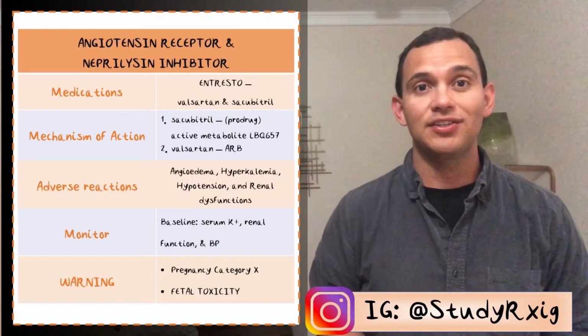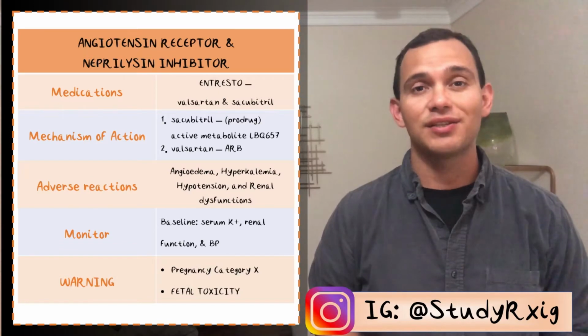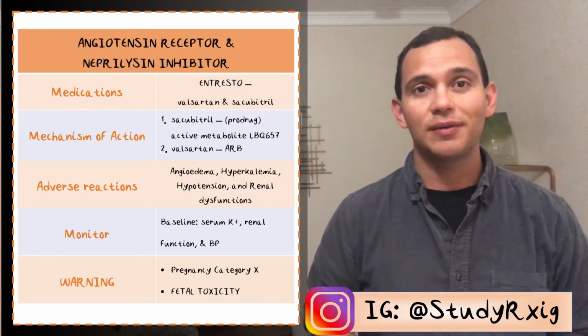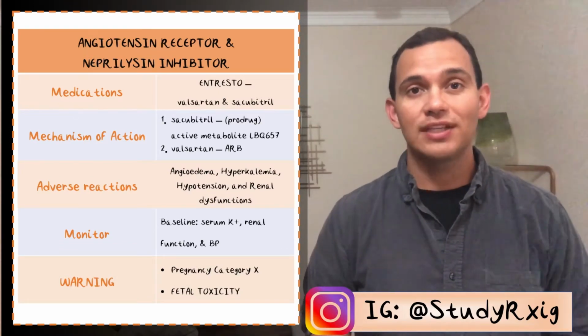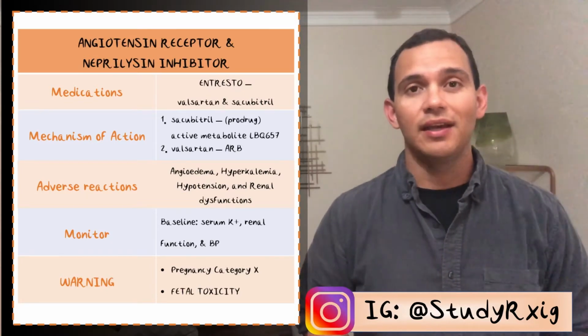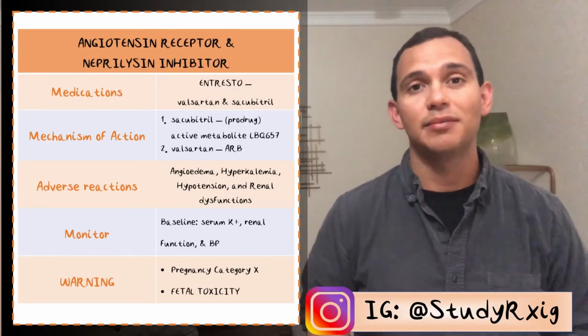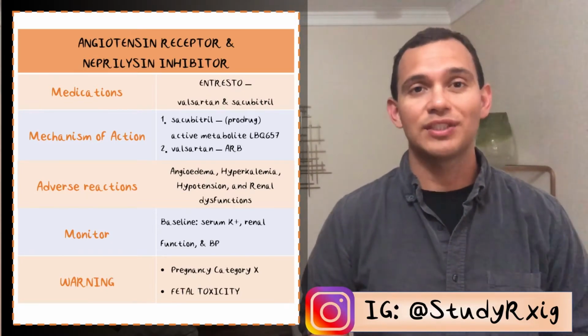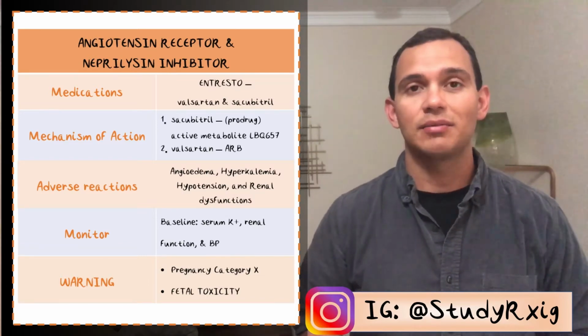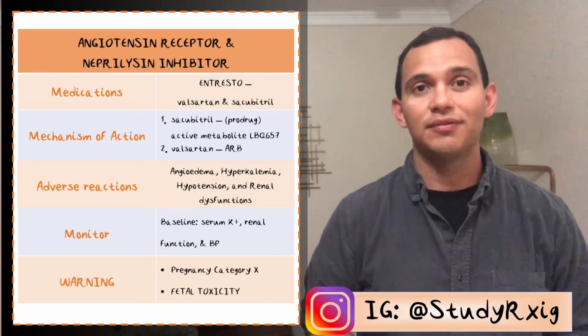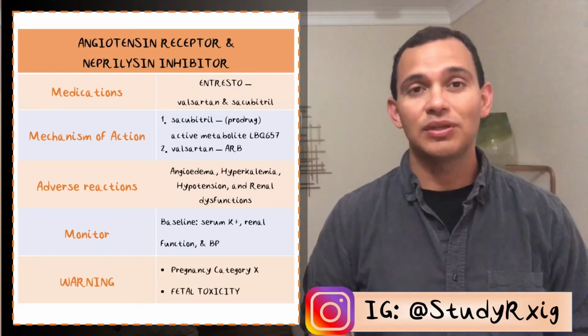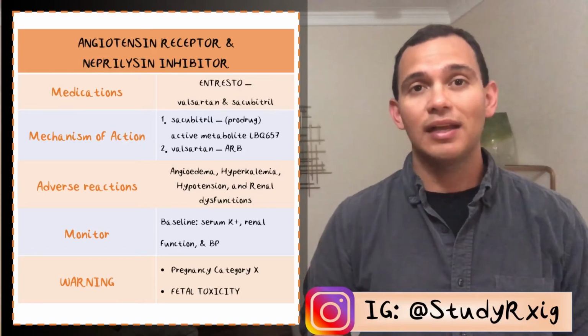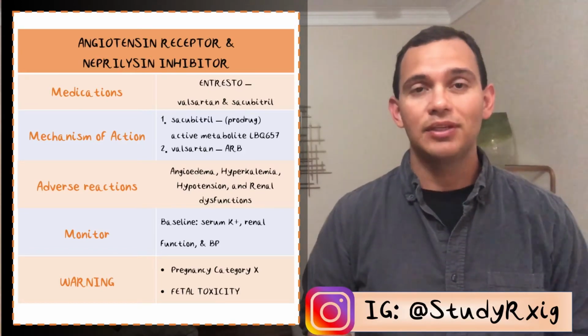This next medication is also a combination medication of an angiotensin receptor blocker and neprilysin inhibitor. The angiotensin receptor blocker is valsartan, and sacubitril will be the neprilysin inhibitor. These two will make Entresto, which is the brand name of the two generics combined. The combo will have two mechanisms of action. Sacubitril is a prodrug that inhibits neprilysin via the active metabolite LBQ657.